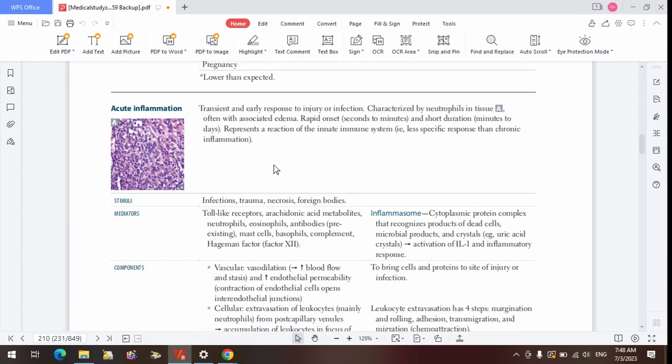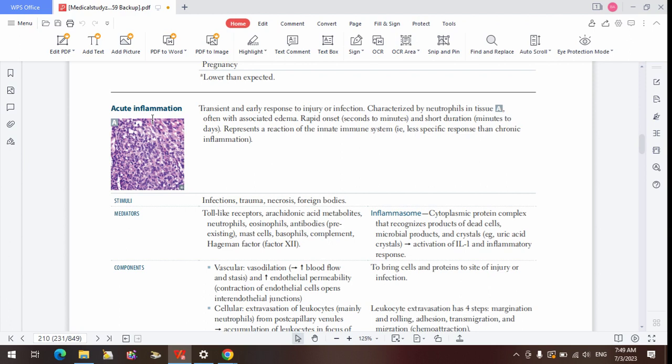So what is acute inflammation? We've talked about this initially. We said it's a transient, short-lived, early, quick response to injury or infection. So there's an injury, maybe from trauma, that's eventually causing necrosis, and we can trigger inflammation. Or there's an infection releasing pathogen-associated molecular patterns that can be recognized by the macrophages, and they can trigger inflammation from there.